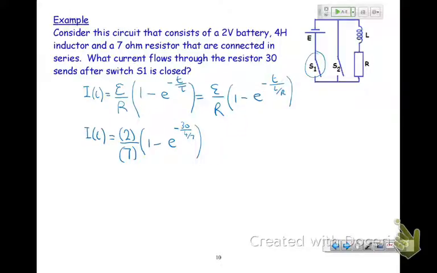So just for a laugh, let's work out what our time constant is in numerical values. Our time constant is equal to L over R. In this case, our time constant is equal to L, which is 4, divided by R, which is 7, which equals 0.57 seconds. So, with that in mind, what do you think the answer is?